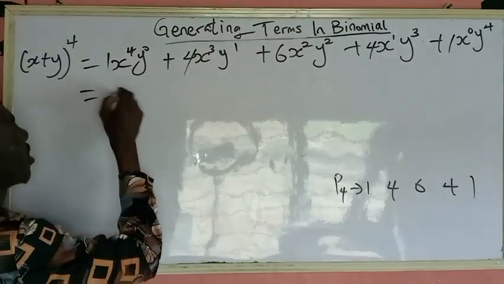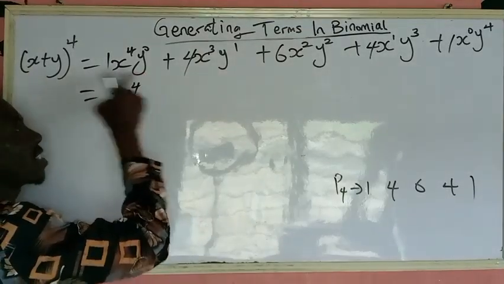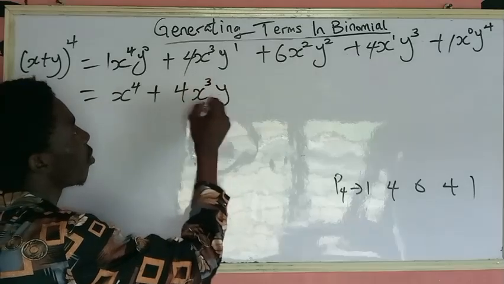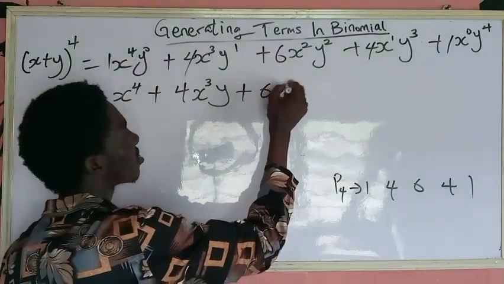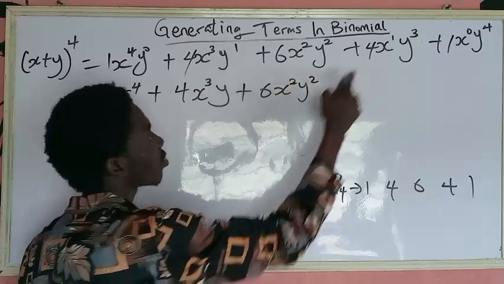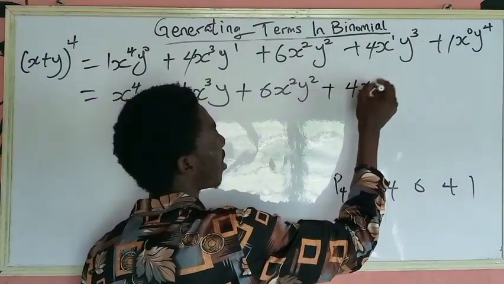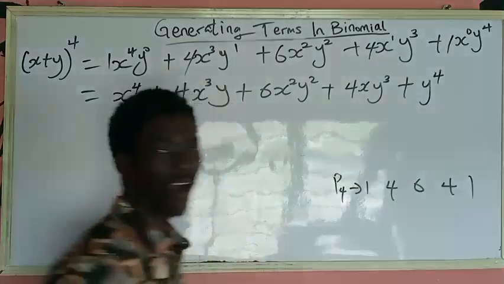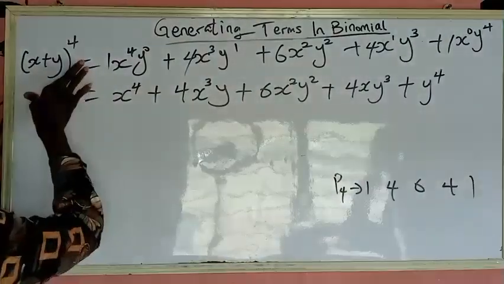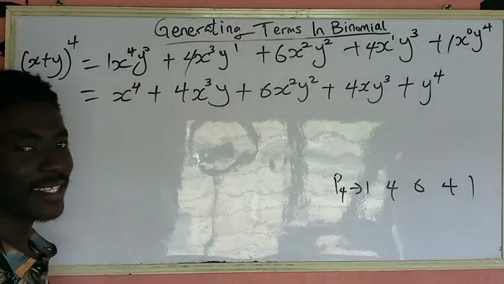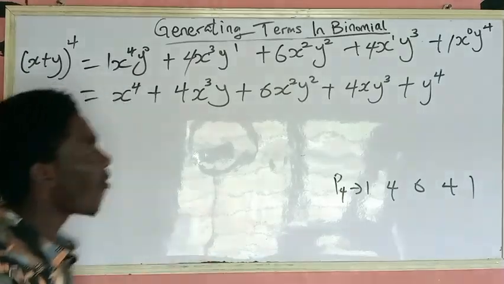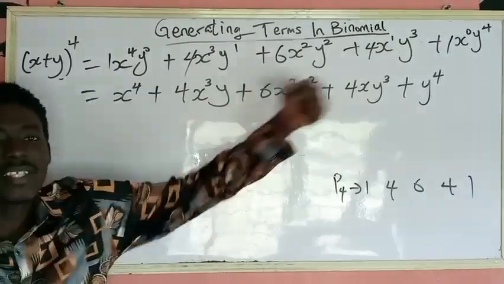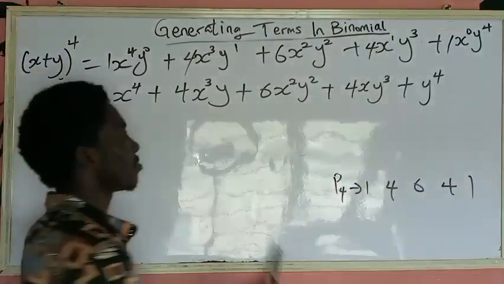And that is equal to x raised to power 4. This is 1, 1 times 1 is 1. You have x to the power 4, then you have 4x cubed y, then 6x squared y squared, then 4x y raised to power 3, and here you have y raised to power 4. So that will be the expansion without expanding it. You can see this is an easier way of doing a binomial expansion without expanding it in an elaborate way.